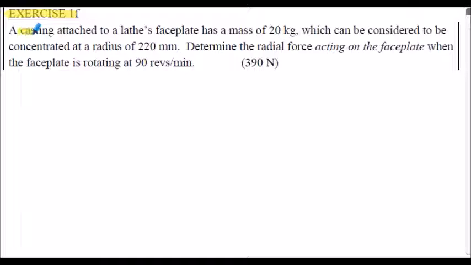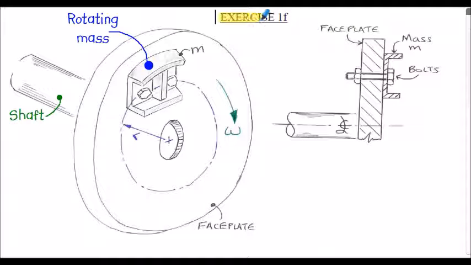A casting attached to a lathe faceplate has a mass of 20 kilograms, which can be considered to be concentrated at a radius of 220 millimeters. We're asked to determine the radial force acting on the faceplate when the faceplate is rotating at 90 revs per minute. Exercise 1F, here's a sketch of the faceplate, and here's the rotating mass, which is a casting of mass M. Notice the casting is attached to the faceplate by some bolts.